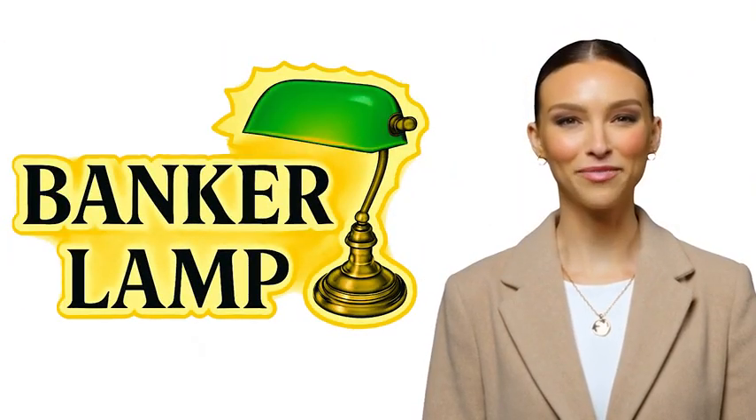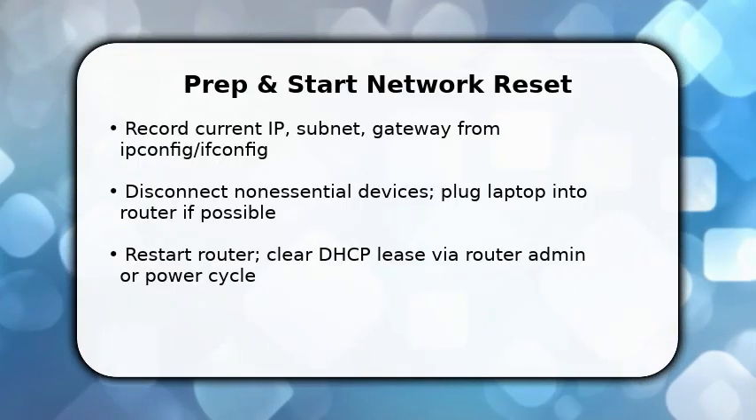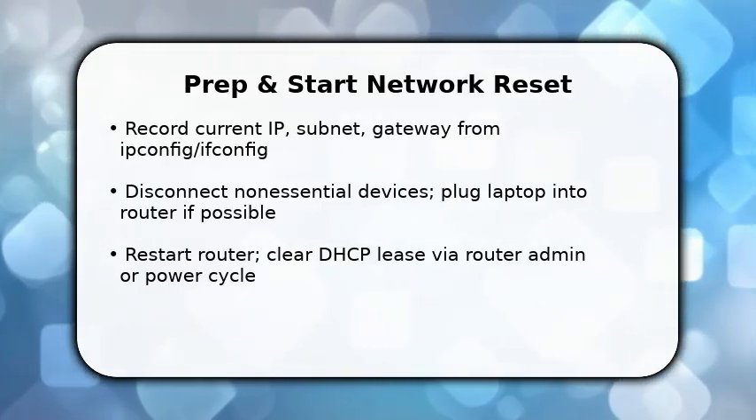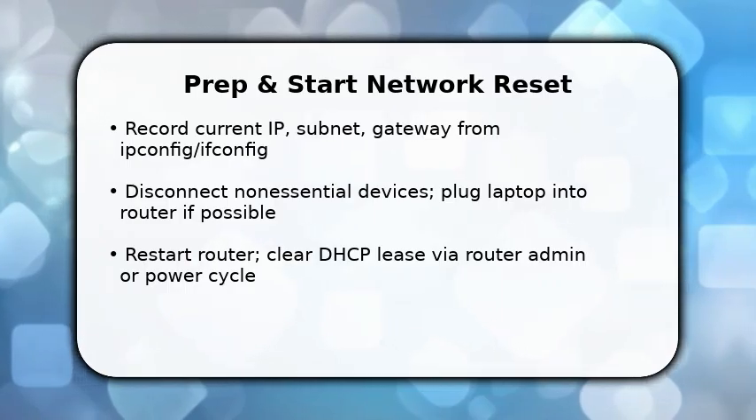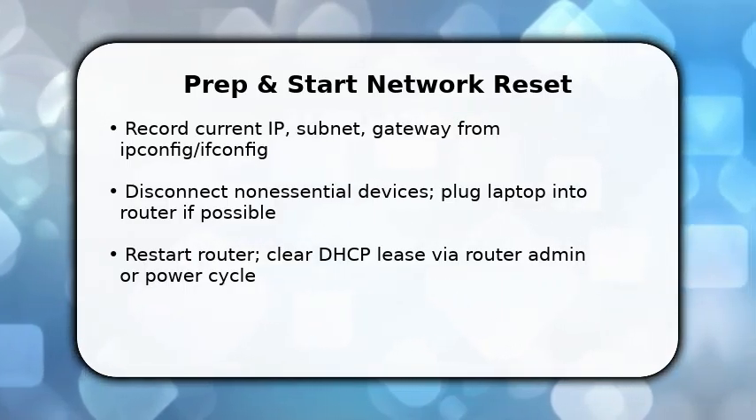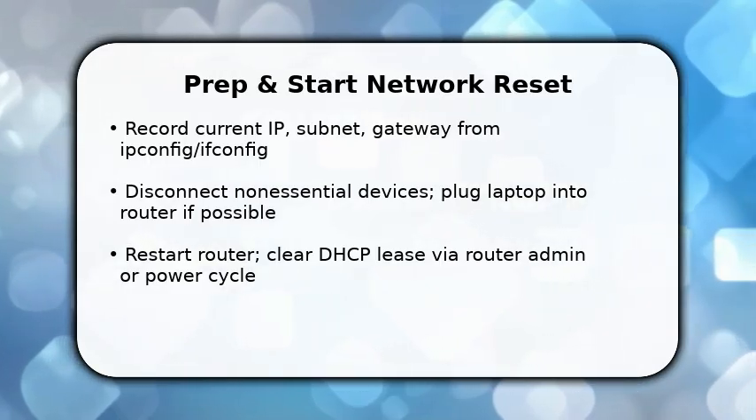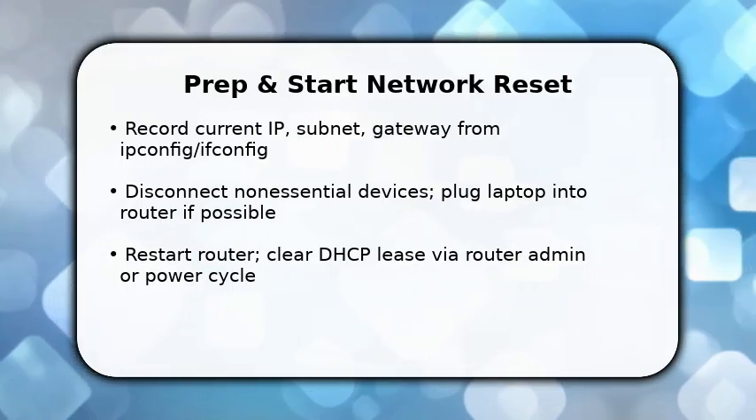Please enjoy the video. You begin by confirming what IP settings you currently have and why the conflict occurred. Open ipconfig or ifconfig and note IP, gateway, and subnet. Once done, disconnect other devices to reduce DHCP churn and connect the problem device by Ethernet if feasible.